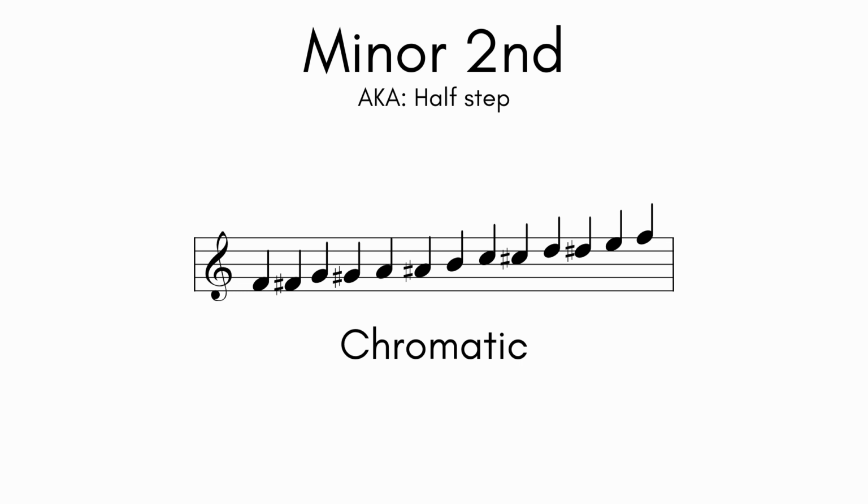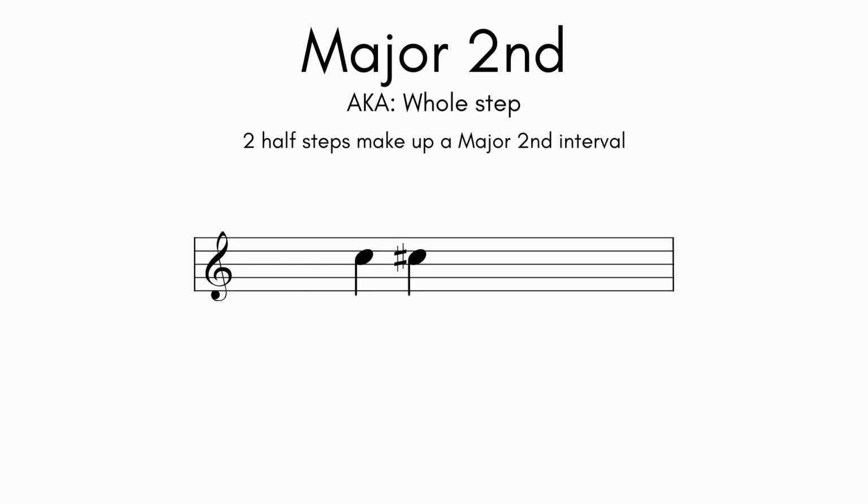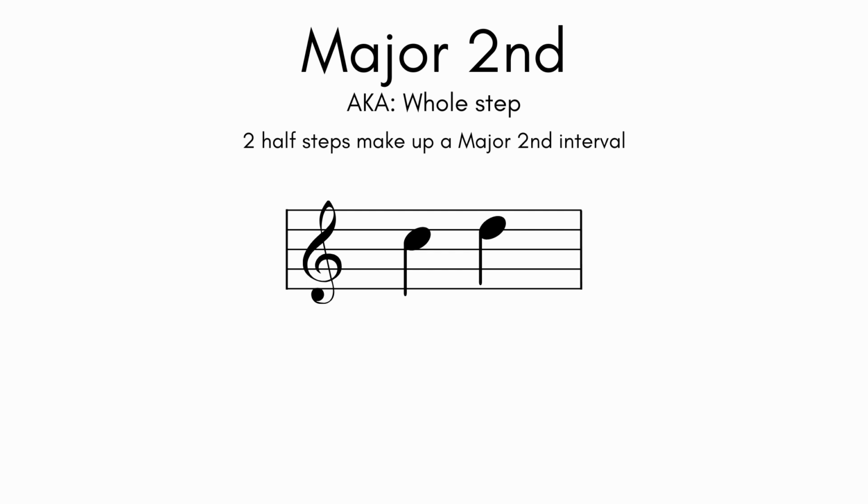The other interval I discussed is the whole step, or major second. A major second is a difference of 2 half steps between each note. One half step up from C is C sharp, a second half step up from C sharp is D, so a major second from C is D.